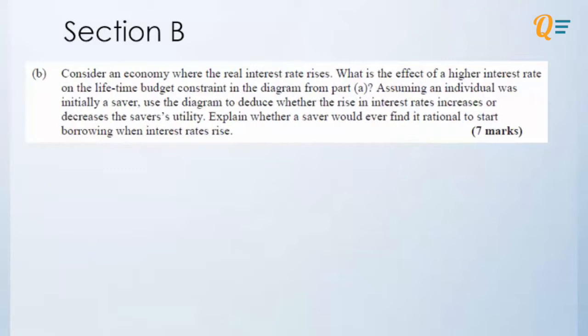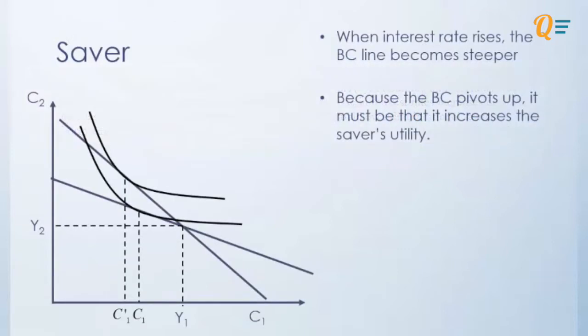They ask us to consider a situation where the real interest rate rises. That's our first thing. And then what's the effect of a higher interest rate on the lifetime budget constraint? Simple. Assuming the individual is now a saver, use the diagram to deduce whether the rise in interest rates increases or decreases the saver's utility. So first thing, when interest rate increases, the budget constraint becomes steeper. Because the budget constraint pivots up, it must be that it increases the saver's utility.